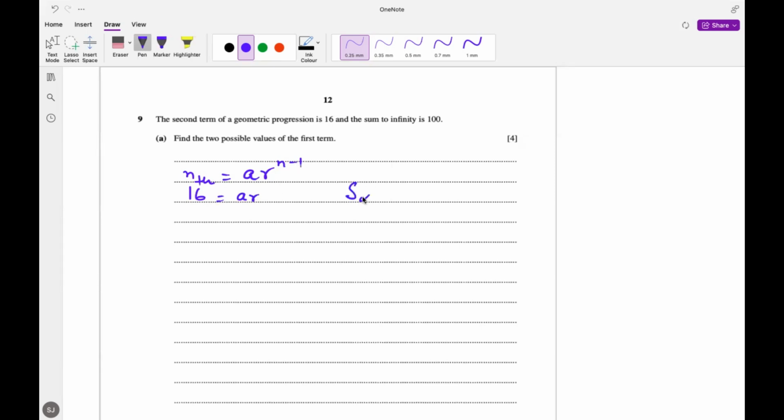The sum to infinity is 100, as the formula is a upon 1 minus r. So we'll write 100 is equal to a upon 1 minus r. So now we have two equations and two variables, a and r. From the second equation, we can say that a is equal to 100 into 1 minus r. Substituting this in the first equation, we'll get 16 is equal to a times r, and in place of a, we will write 100 into 1 minus r times r.